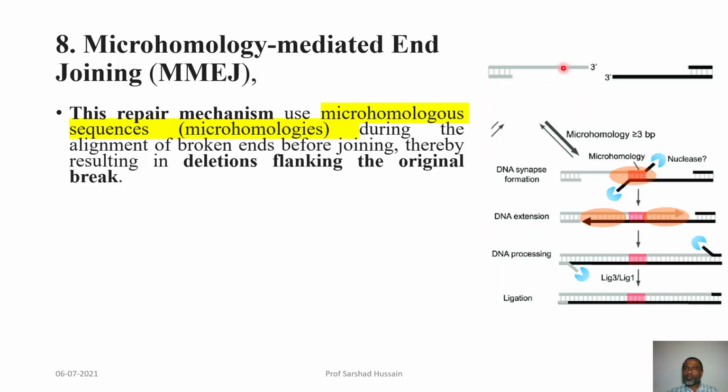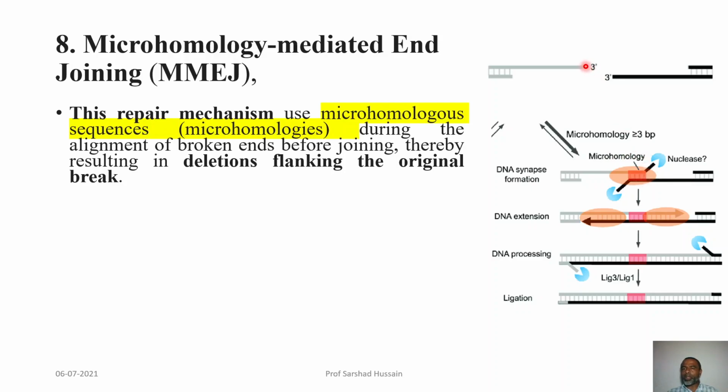The two strands will be pulled together by the enzymes. When they are pulled together, they will have some sort of microhomology, so that once this strand approaches over there, it may find some bases which are exactly complementary to one another, and then it will pair with them. This is called microhomology. Once the microhomology is there, the strands will pair with one another.